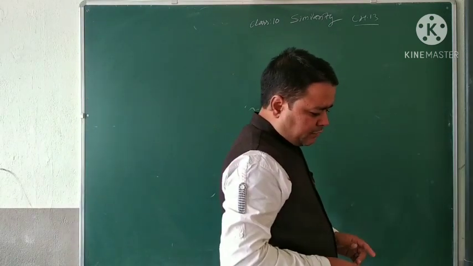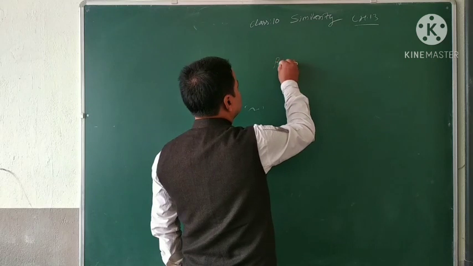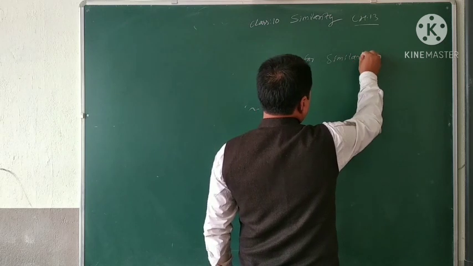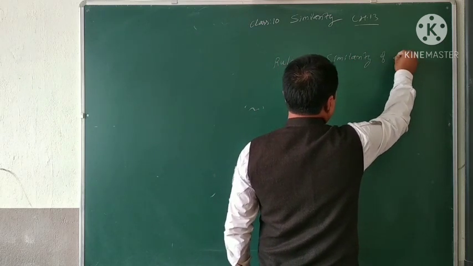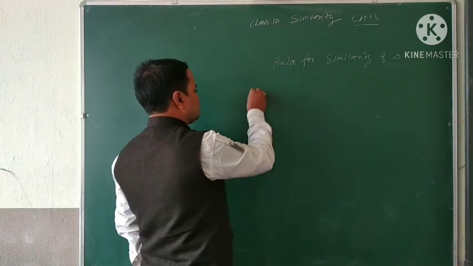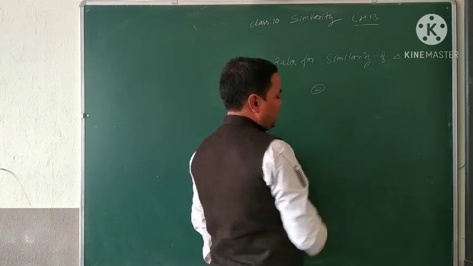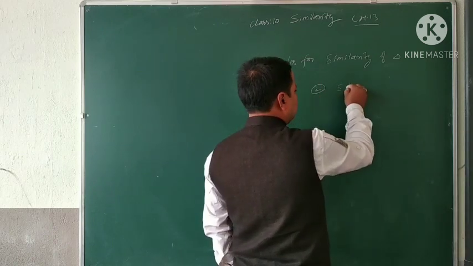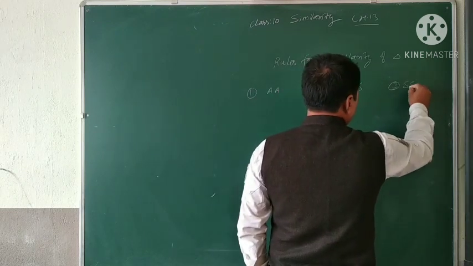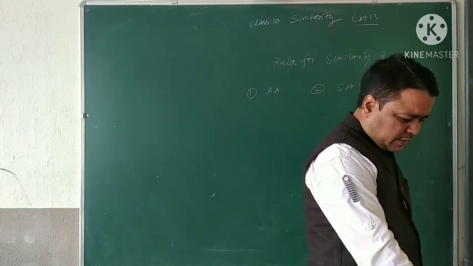Okay. The criteria or rules for the similarity of triangles. Rules for similarity of triangles. The first concept is the angle criteria for the similarity of triangles. The second one is the angle side criteria of the similarity of two triangles. And the third one is the side criteria of similarity of two triangles. Okay, these three conditions are given.